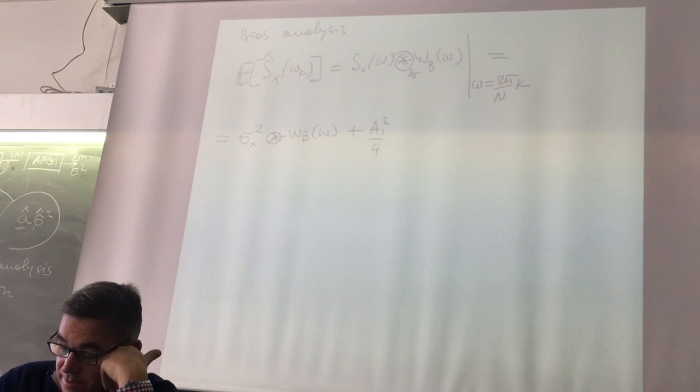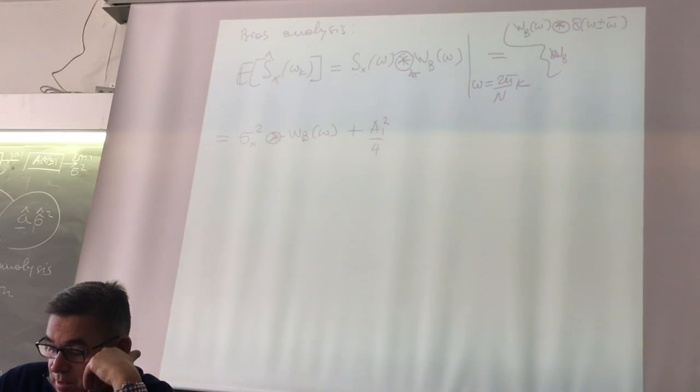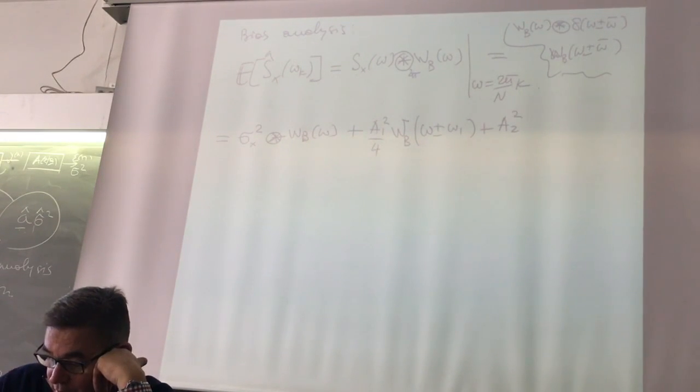So if I convolve W_B(omega) with the delta at omega plus or minus omega naught, this is equal to W_B(omega plus or minus omega naught). This is the property I'm using. So this is equal to W_B, which is a single square, at omega plus or minus omega 1, plus A2 squared divided by 4 times W_B at omega plus or minus omega 2.